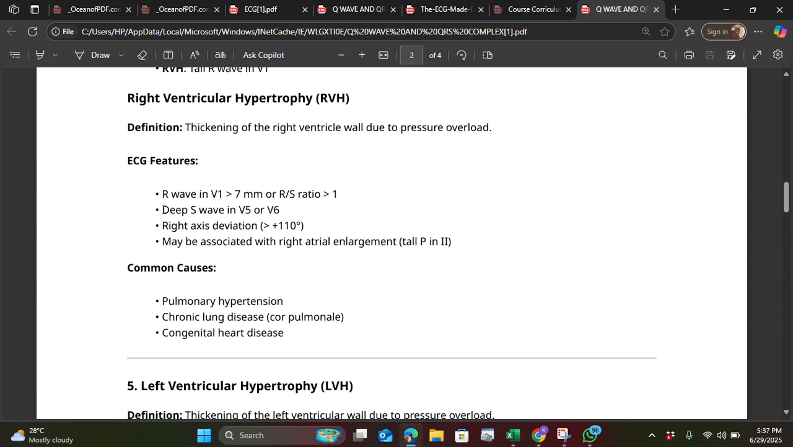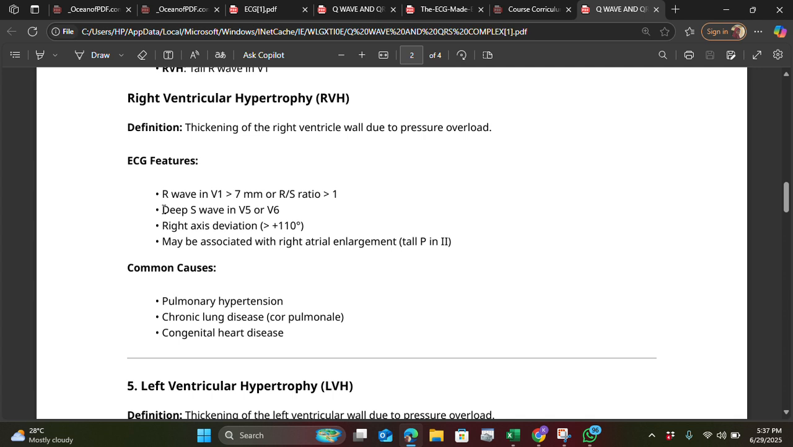But it's not only that. You now have to check your V6. If you have a really deep, tall S wave in V5 or V6, it is also an addition to right ventricular hypertrophy. Another thing is if you see right axis deviation, which I'm sure you already know how to recognize. It's also right ventricular hypertrophy.